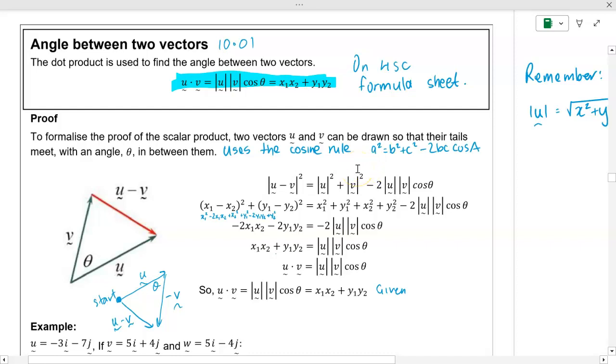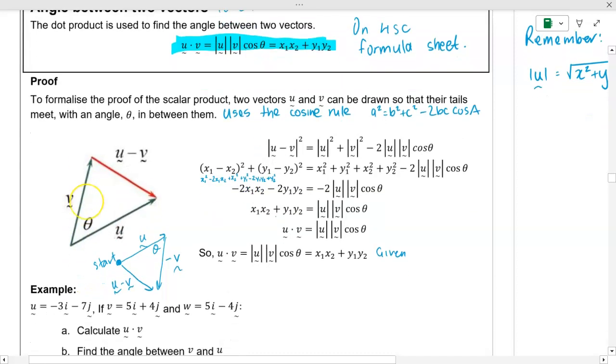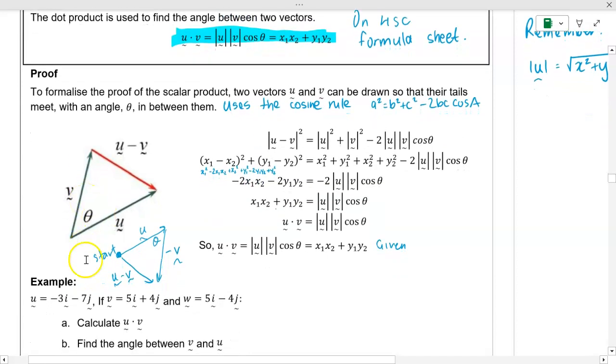So to formalize this proof, we've got two vectors u and v, and they're drawn so that their tails meet at an angle theta, and there they are there. So there's angle theta between those two vectors. Now, if we were to use our parallelogram method, we could write this red vector in here as our vector u minus our vector v. Now, if you don't like the parallelogram method, I could rejig that as the triangular method. There's our u, there's our resultant vector. In order to get from here back to the tip down here, I need a negative v. So it's u minus v.